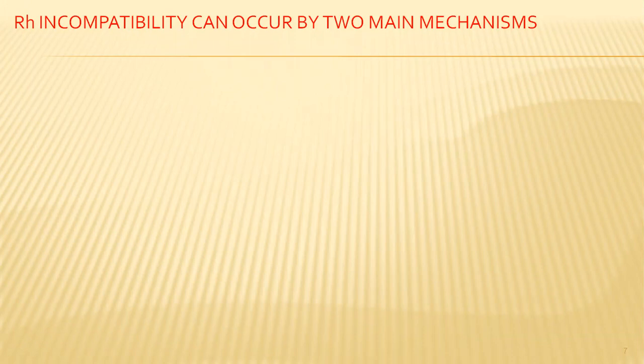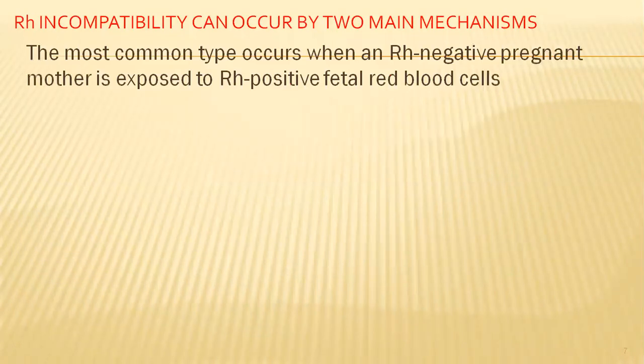So let's look at the mechanism of rhesus incompatibility. Rhesus incompatibility can occur by two main mechanisms. The most common type occurs when a rhesus negative pregnant mother is exposed to rhesus positive fetal blood. When the mother is rhesus negative, they don't have the D antigen on the red blood cells, meaning that in plasma they're going to have anti-D antibodies, antibodies against the rhesus antigen. So if the rhesus negative mother is carrying a rhesus positive fetus, and then there's a mix-up of blood, the mother can start building immunity against the rhesus positive blood. That can result in the baby undergoing a rhesus incompatibility reaction.